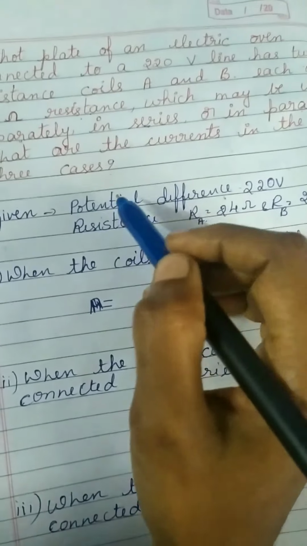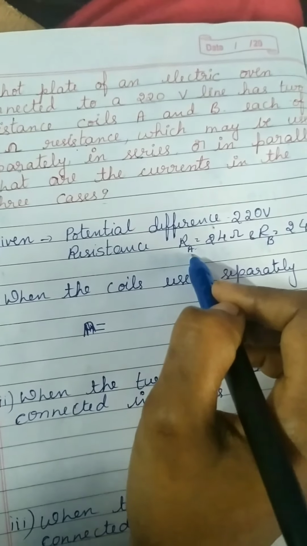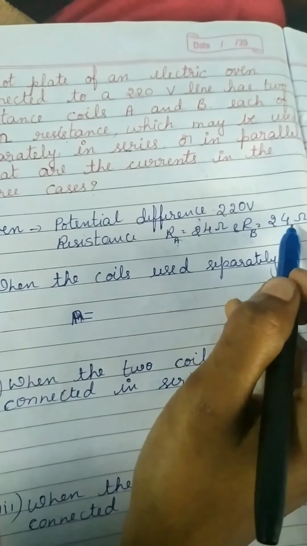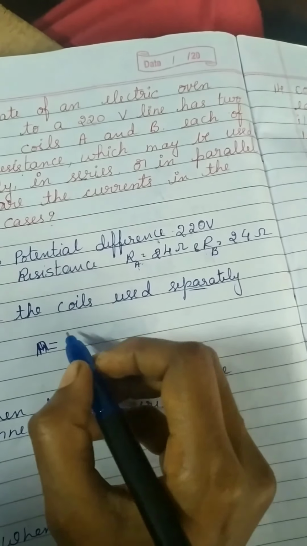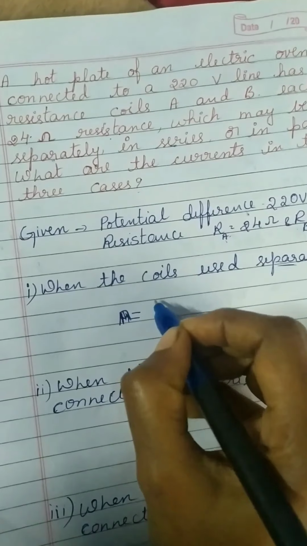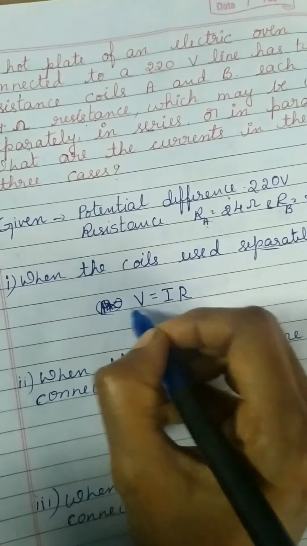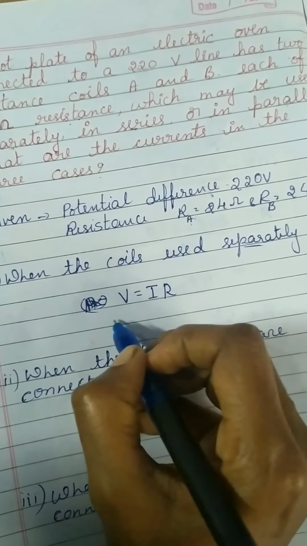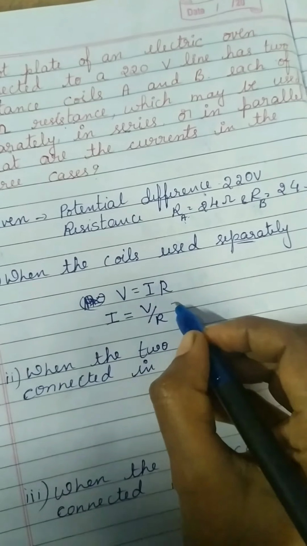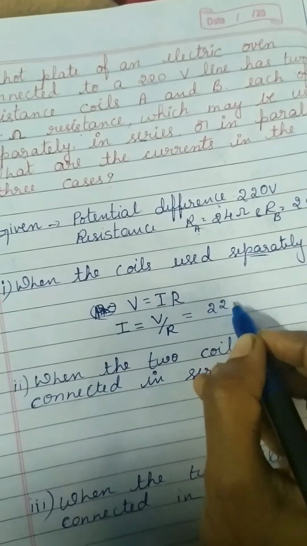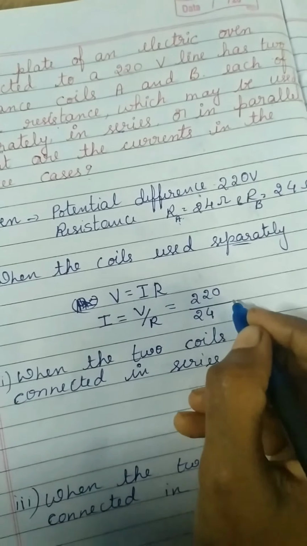Now we'll solve the problem. So what is given here? Potential difference V, 220 volt, and the resistance of RA is 24 ohm and RB is 24 ohm. Now the first case is what? When they are used separately. So according to Ohm's law, V is equal to I into R. Very important formula. Now if I rearrange this formula, I equals V upon R. So here V is how much? 220. 220 divided by R, that is 24.